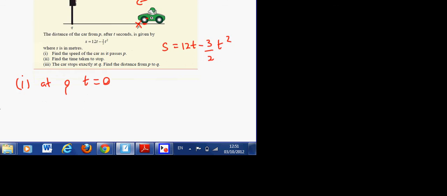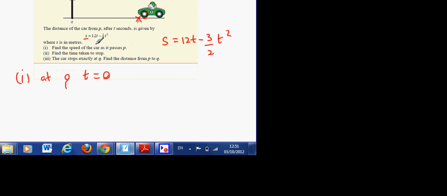Now, it says the distance of the car from P. So when it's at P, its time must be 0. So at P, t equals 0, because the clock only starts at P. Speed: S gives you distance. What's the formula for speed? dS/dt. Perfect. So dS/dt means differentiate.